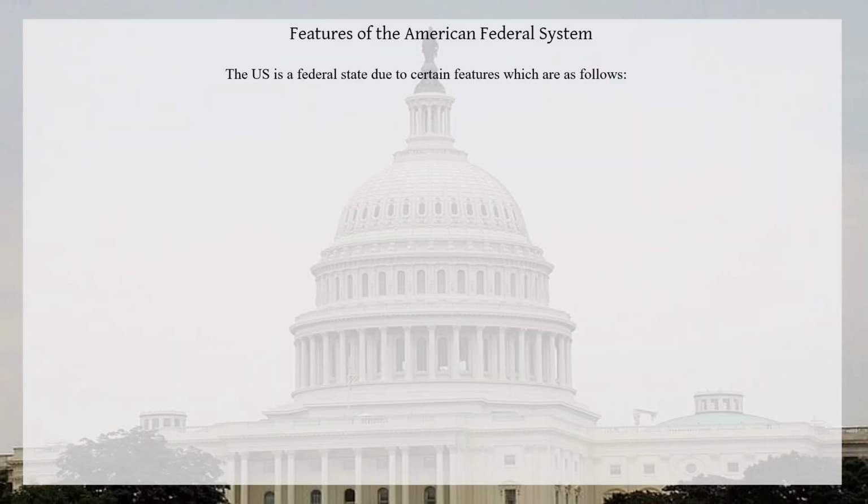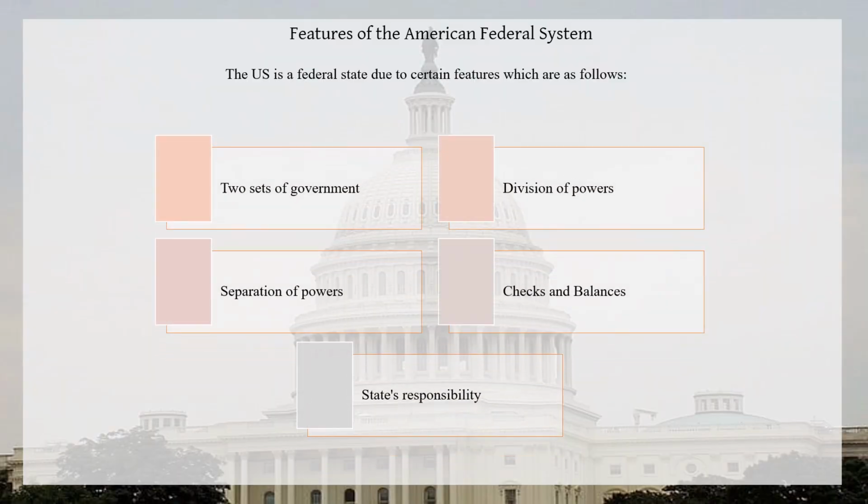The United States is a federal state due to certain features, which are as follows. First, two sets of government. The US Constitution clearly outlines two sets of government, national government and state governments. Second, division of powers. The division of responsibility between national and state governments is outlined in the US Constitution.